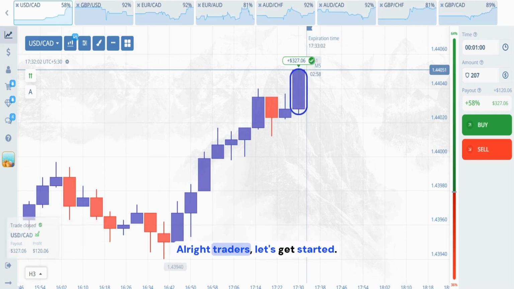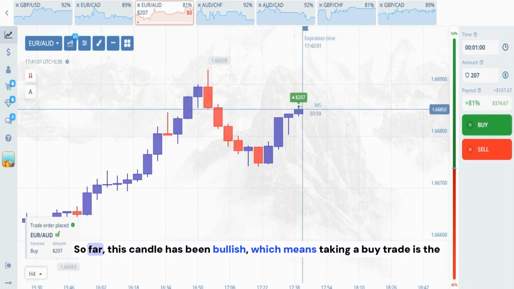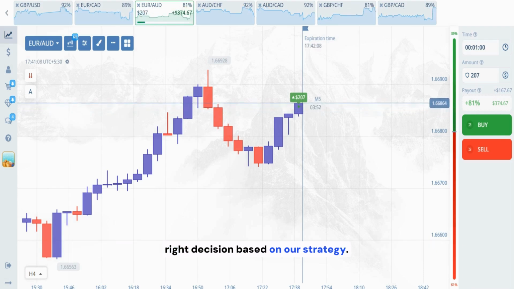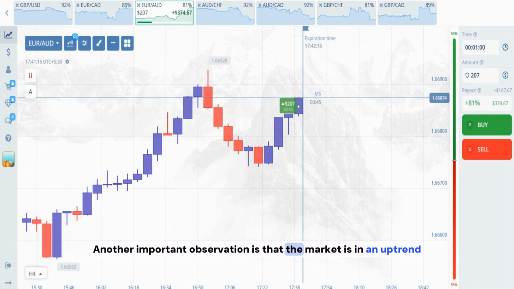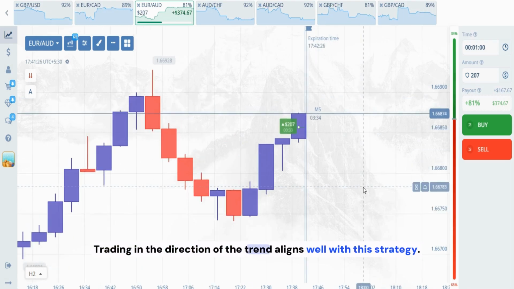All right, traders, let's get started. Now, the first minute of the 5-minute candle is about to end. So far, this candle has been bullish, which means taking a buy trade is the right decision based on our strategy. Another important observation is that the market is in an uptrend, and the last 3 candles have also been bullish. Trading in the direction of the trend aligns well with this strategy.